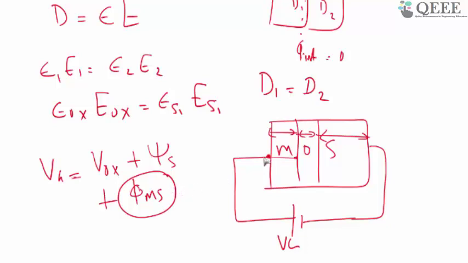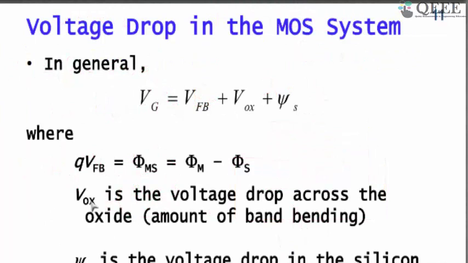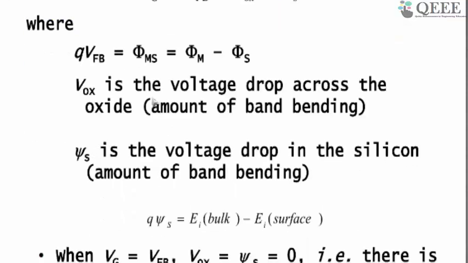If the metal work function and the semiconductor work function are not matched, that delta has to come from the gate. So the total drop you can write as VG equals VFB plus Vox plus psi s. VFB is the flat band voltage, which is the difference between the metal work function and the semiconductor work function. Vox is the voltage drop across the oxide, and psi s is the voltage drop inside the silicon, that is, the amount of band bending.